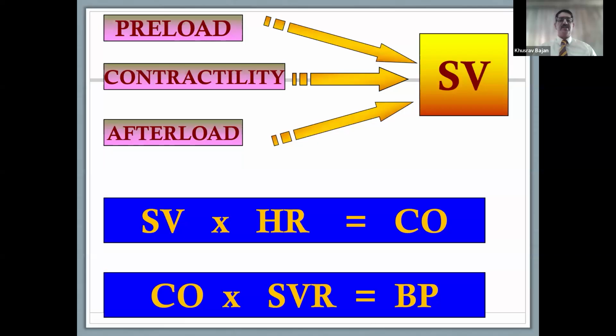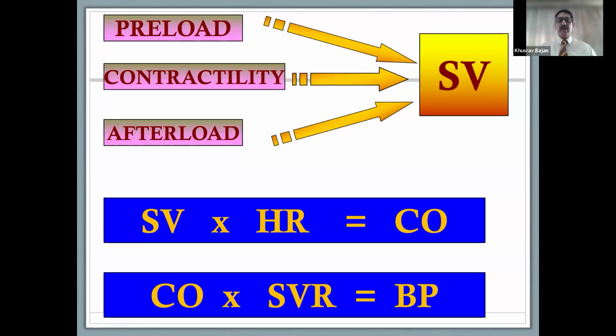So first we understand a little about the hemodynamics before we move on to the tools. We know that preload, contractility, and afterload are all responsible for the stroke volume. Stroke volume times heart rate is cardiac output, and cardiac output times systemic vascular resistance is blood pressure. So we are usually only looking at blood pressure low, high, or normal. We give vasopressors or inotropes depending upon what is low.